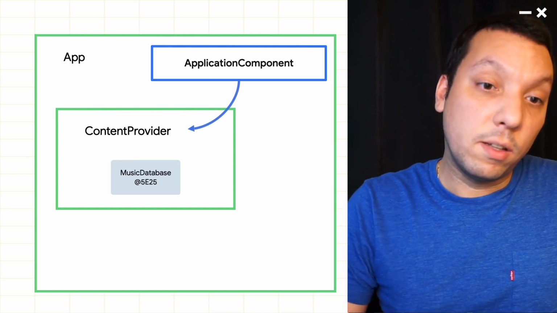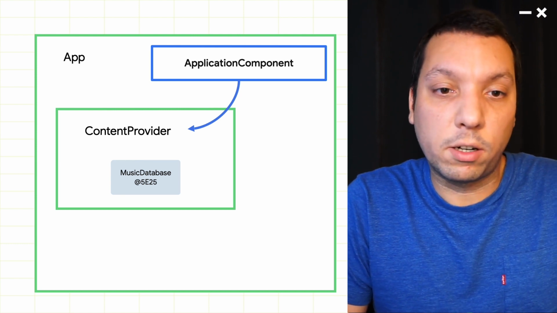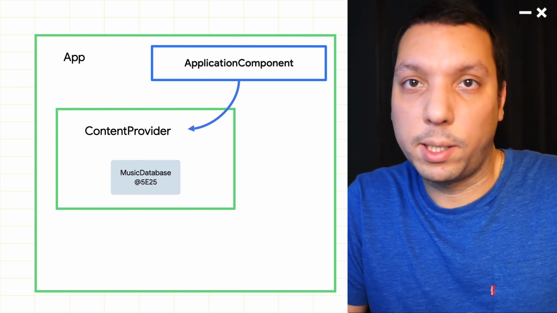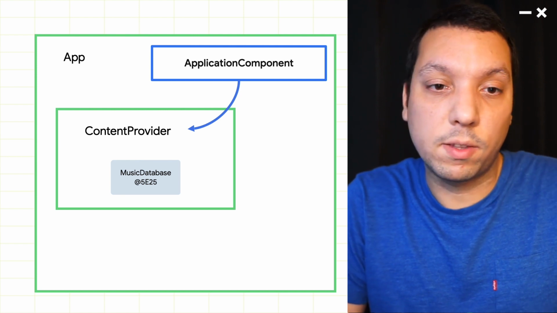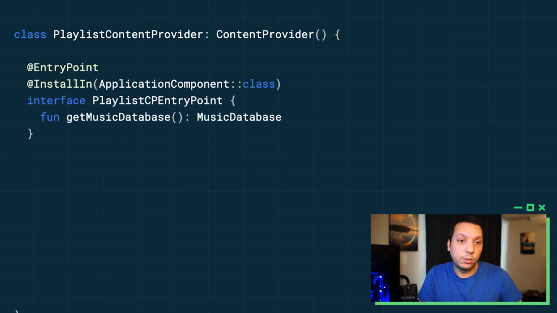But basically, a content provider is where you want to use a database. So if the content provider had a way to reach out into the application component and get that database, how would it do it, right? And that's where entry points come in. They are a way of entering into your dependency graph.